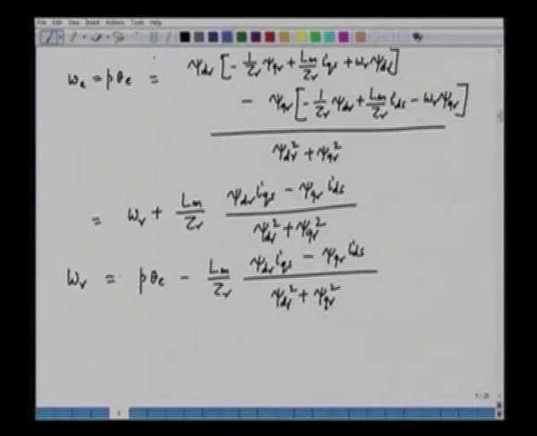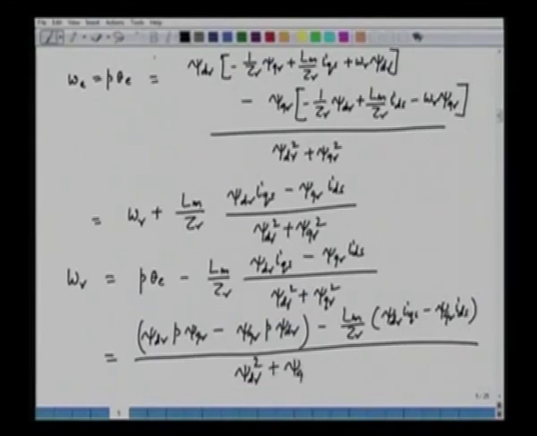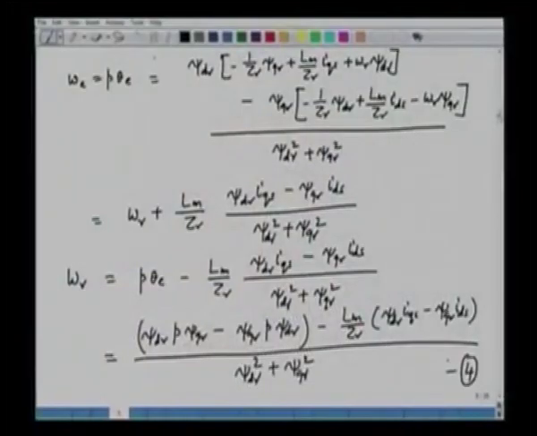So if we do that, what we obtain here is the following. We get (psi dr p psi qr minus psi qr p psi dr) minus Lm by tau r into (psi dr iqs minus psi qr ids), divided by psi dr square plus psi qr square. So we have been able to obtain the estimate of omega r. Omega r can be evaluated by the following expression, that is equation number 4. So equation number 4 will give us an estimate of omega r.